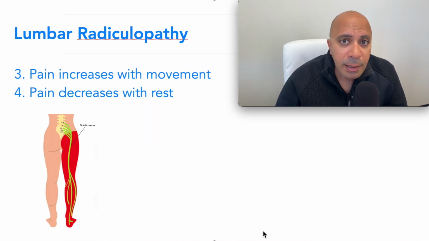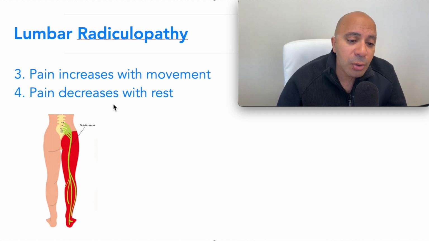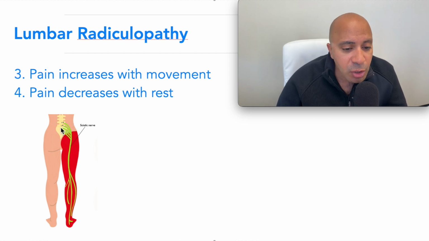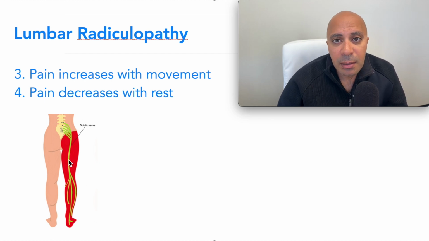The third sign and symptom for lumbar radiculopathy is that you start to have pain that increases with movement. The more you move, the more you experience pain, because that causes more compression on the nerve L4 to S1 and causes more irritation to the nerve, so you will have more symptoms. The fourth sign and symptom is your pain will decrease with rest. So pain increases with movement and decreases with rest.